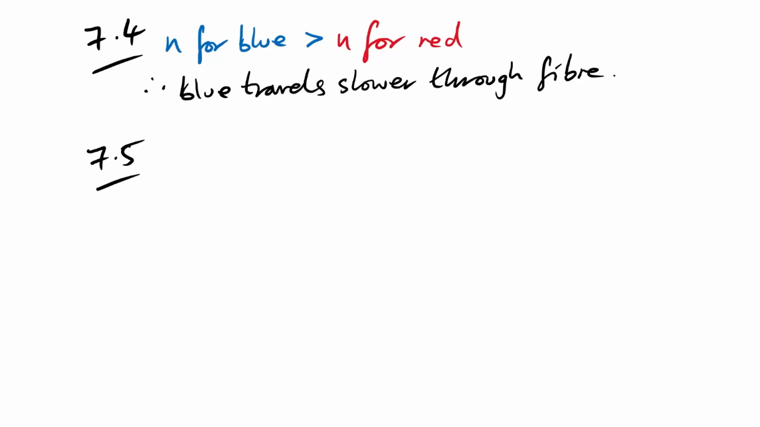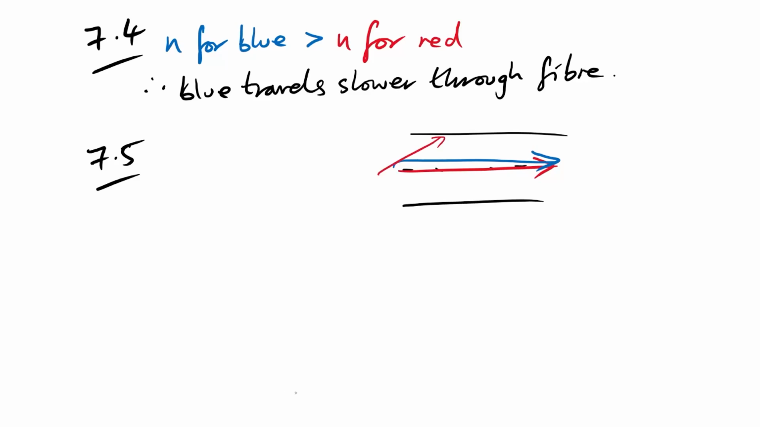7.5. 2 pulses identical to 7.4 are incident on the central axis and travel along its length. Okay, so they're just going pew, pew, both go in the same direction. However, the pulses are now incident on the air core boundary. So like that, and then like that. Okay, so just one reason why the difference in their transit times might not be the same.